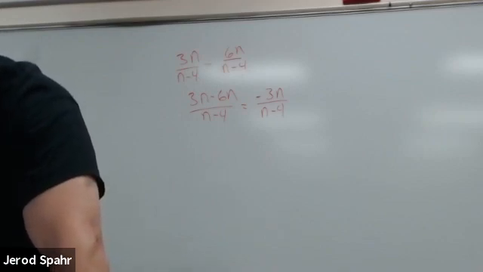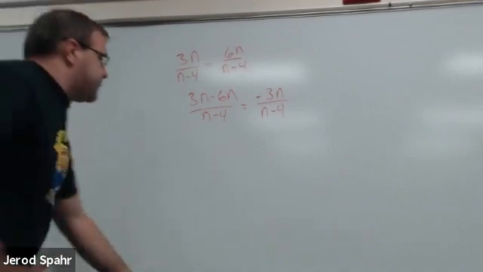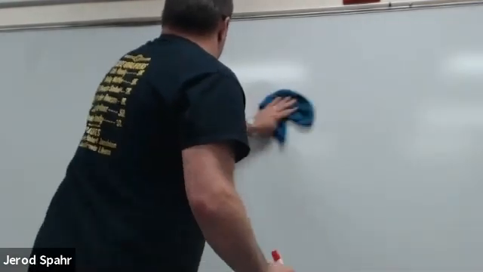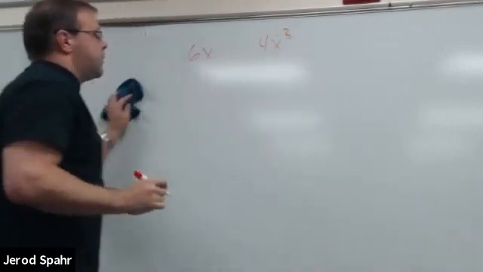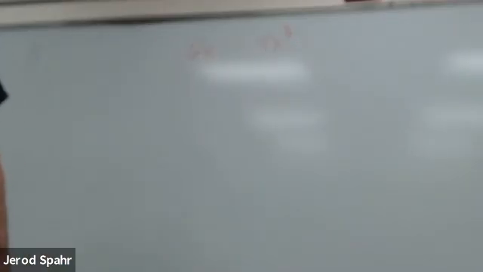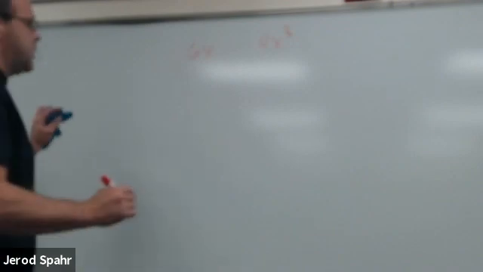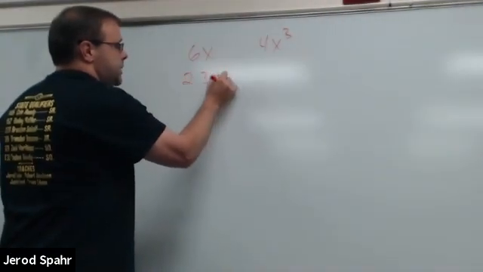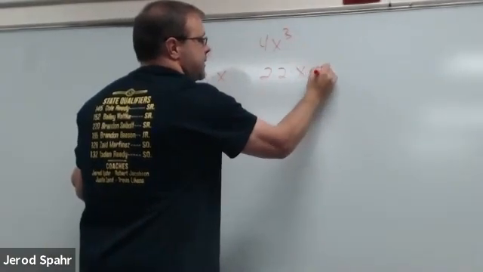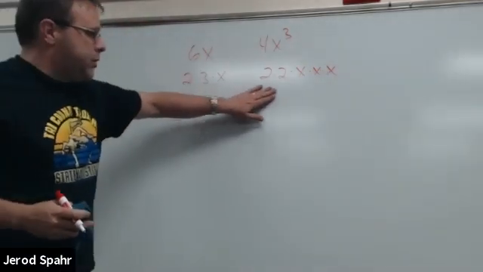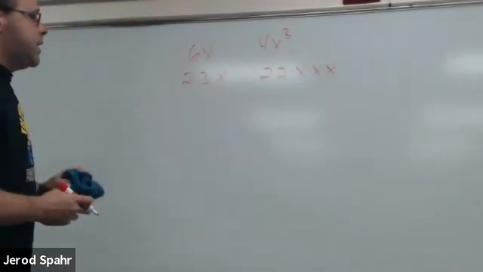They're asking to find the least common multiple for each pair of polynomials. So I have 6x and 4x cubed. I'm trying to find the least common multiple. What is in common with all of them is really what I'm looking for. If I look at this, I have 6, which is 2 times 3 times x. And if I look at this, I have 2 times 2 times x times x times x. All I did is factor everything to its basic factors, and I look for the pairs.